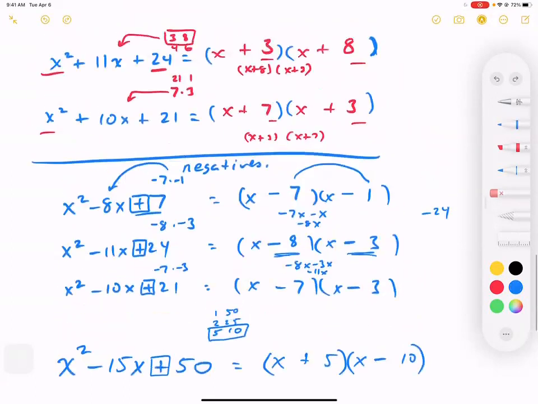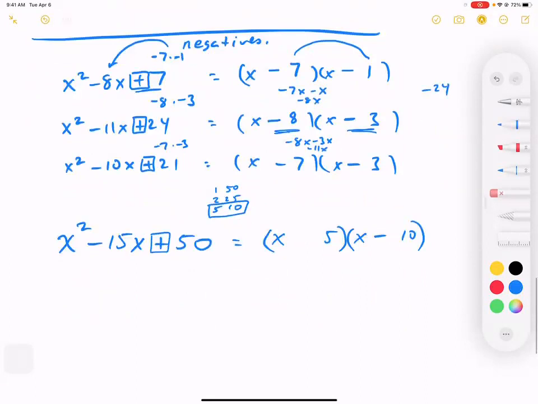It turns out it's not going to be a plus minus, but let's try minus minus. And yes, negative 5 times negative 10 is the positive 50 we wanted, right? And negative 5x and negative 10x does give us the negative 15 we want. So this is the game.